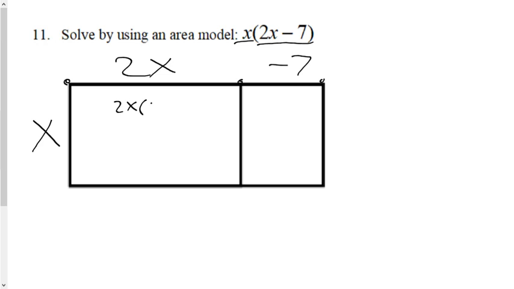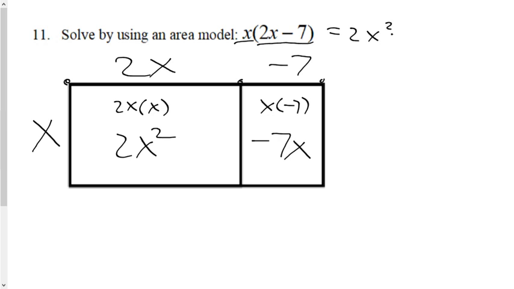So 2x times x will equal 2x squared, and x times negative 7 will be negative 7x, and therefore your solution will be 2x squared minus 7x. If on your test, show your work here like this. Show those two parts of you multiplying your length by your width.